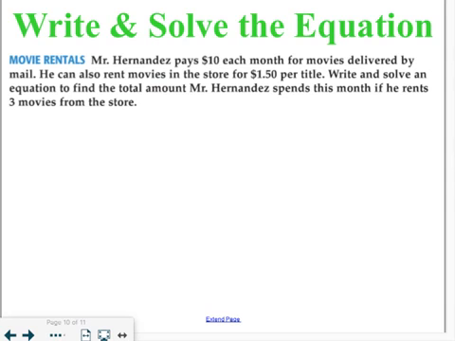So the first thing that happens is we got to break this down into our important pieces of information. First key piece is that he pays $10 each month for movies to be delivered. That's going to happen regardless of whether he goes into the store or not. So we know that he has $10 per month. Then if he goes into the store, we know that he's paying $1.50 for each movie that he rents. Finally, our question is asking what's going to happen if he rents 3 movies from the store.